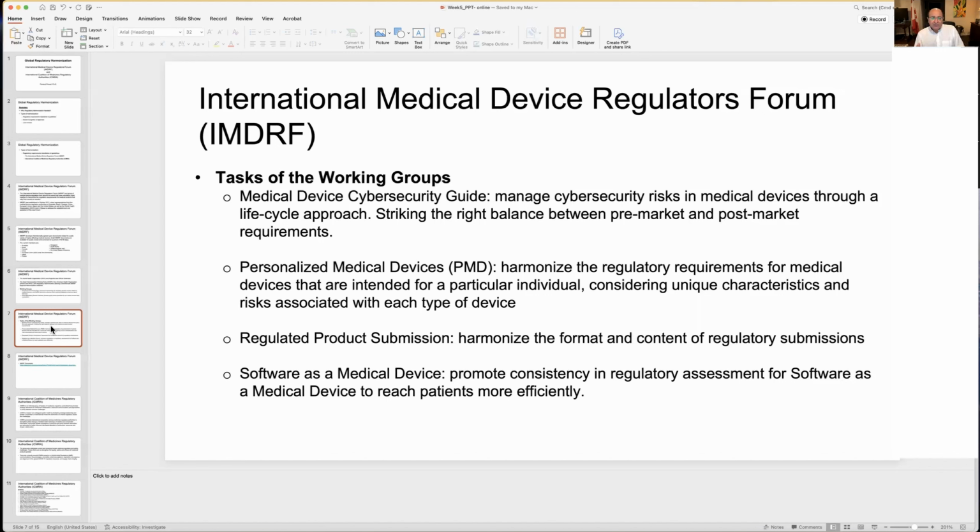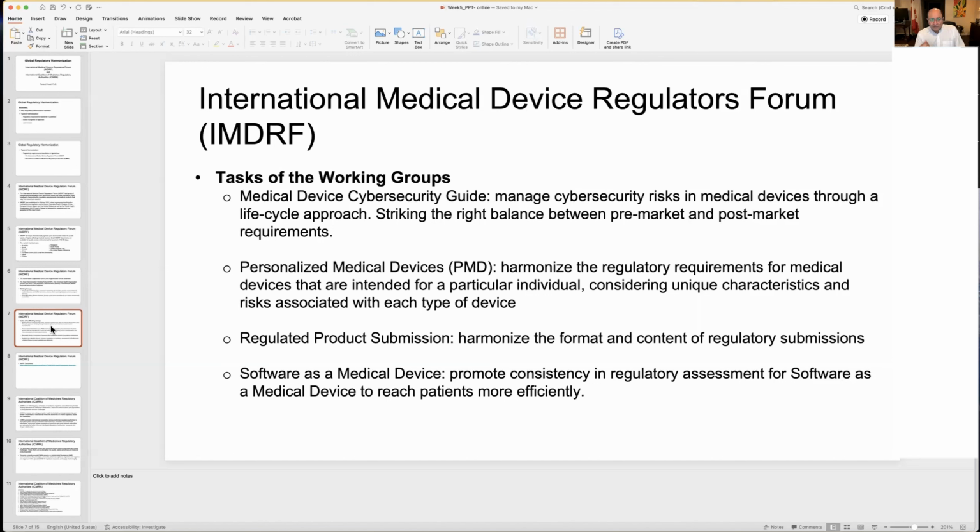We also have another working group in the International Medical Device Regulators Forum, which is personalized medical devices. These are devices that are made personally for specific needs for specific patients. So here, what they do is harmonize the regulatory requirements for medical devices that are intended for a particular individual, considering unique characteristics and risks associated with each type of the device.